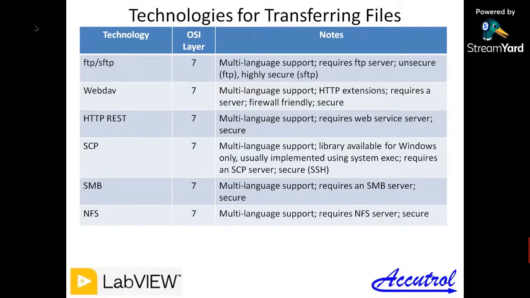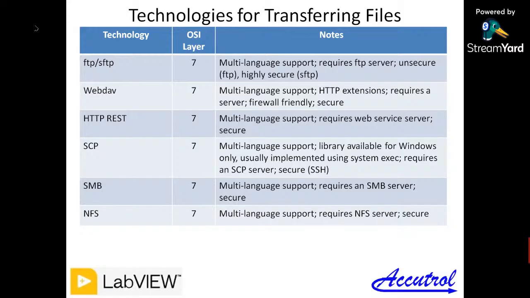Okay. All of these are operating at OSI layer 7, the application layer. FTP is not secure. SFTP is secure file transfer protocol. Both been around a long time. Everything on this sheet is multi-language support. All of them require a server. So back before the real-time target, the National Instruments real-time devices supported SFTP. They supported something called WebDAV when they deprecated the support for FTP. So I have used WebDAV, but it's been a while.